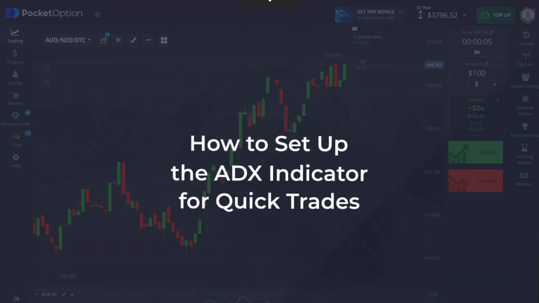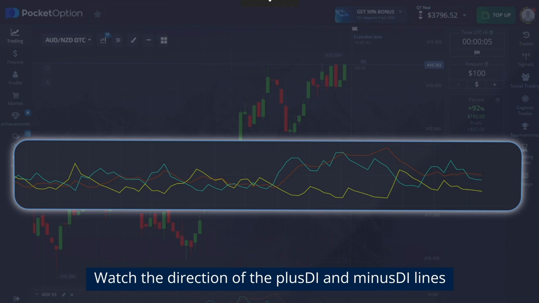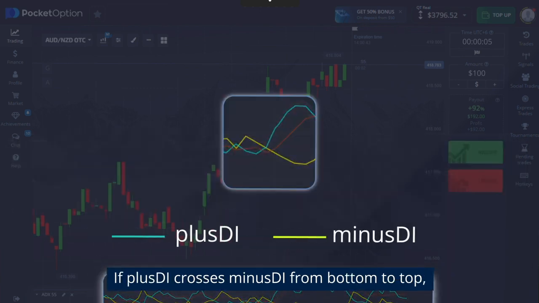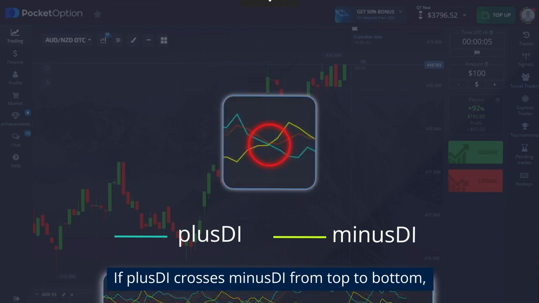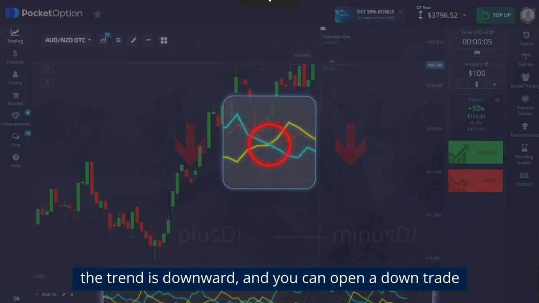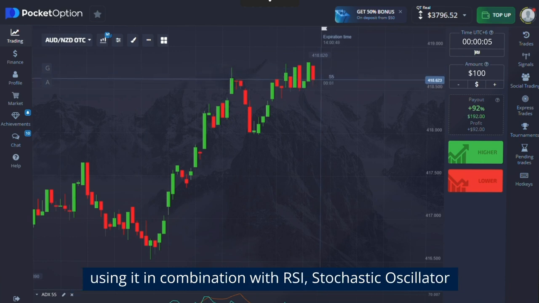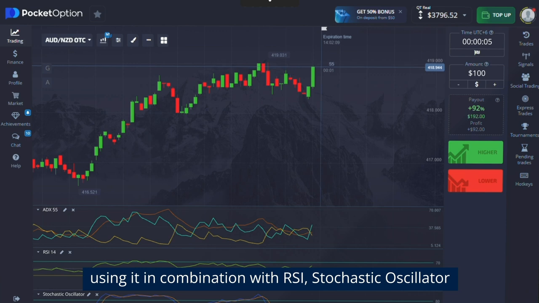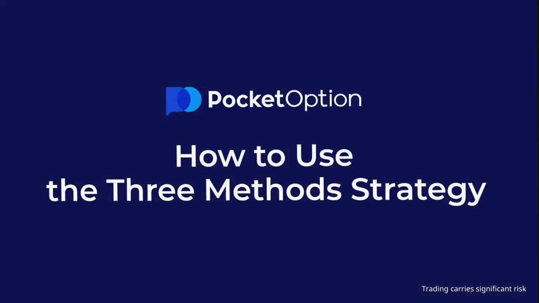How to set up the ADX indicator for quick trades. Set the DI length and ADX smoothing values to 5. Watch the direction of the plus DI and minus DI lines. If plus DI crosses minus DI from bottom to top, the trend is upward, and you can open an up trade. If plus DI crosses minus DI from top to bottom, the trend is downward, and you can open a down trade. To improve the accuracy of ADX signals, we recommend using it in combination with RSI, Stochastic Oscillator, and Bollinger Bands indicators.